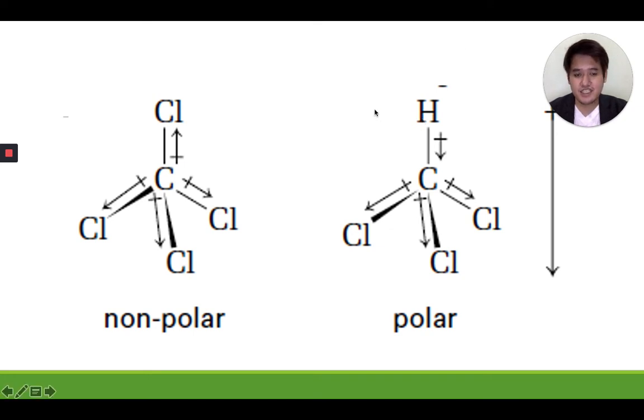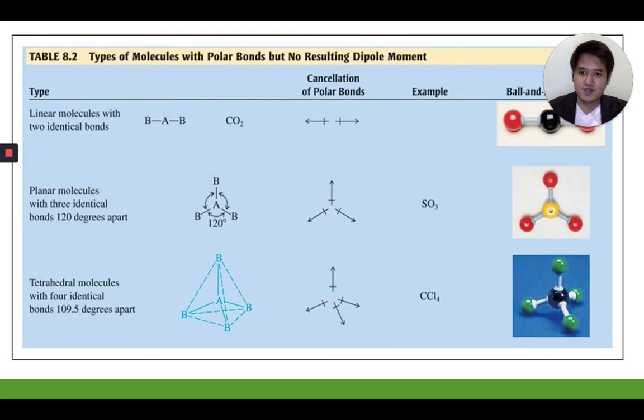However, in here, we do not have a symmetrical arrangement because there's one different atom, and that spells the difference. All right? So here are a few examples of the types of molecules with polar bonds, but no resulting dipole moment. One thing to highlight: just because a polar bond is present in a molecule doesn't mean that the molecule will automatically be polar. I hope you get that.